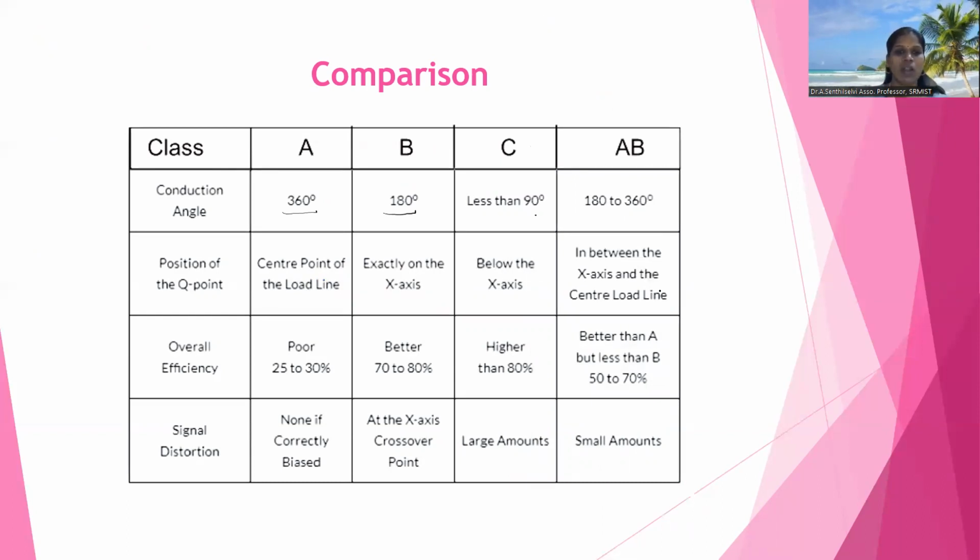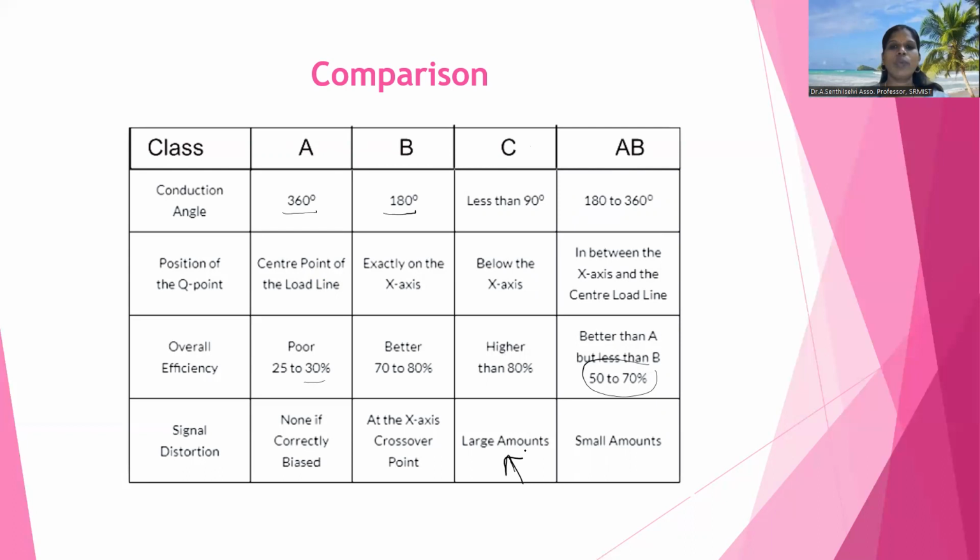Then what is the efficiency? In a class A amplifier, the efficiency is only 25 to 30%. In class B, we have 70 to 80% efficiency. In class C, greater than 80% efficiency. In class AB, the efficiency is greater than A but less than B, in the range of 50 to 70%. If you are talking about the distortion level, in class A there is no distortion. In class B, crossover distortion. In class C, a large amount of distortion, but the efficiency is very high compared to all other amplifiers. And in class AB, the distortion is very small.